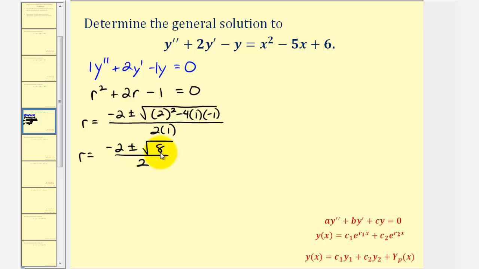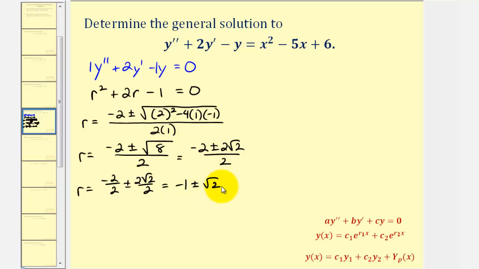And since 8 is equal to 4 times 2, the square root of 8 simplifies to 2 square root 2. So we have negative 2 plus or minus 2 square root 2 divided by 2. To simplify this, we'll break it up into two fractions. We'll have r equals negative 2 divided by 2 plus or minus 2 square root 2 divided by 2, which is negative 1 plus or minus square root 2.